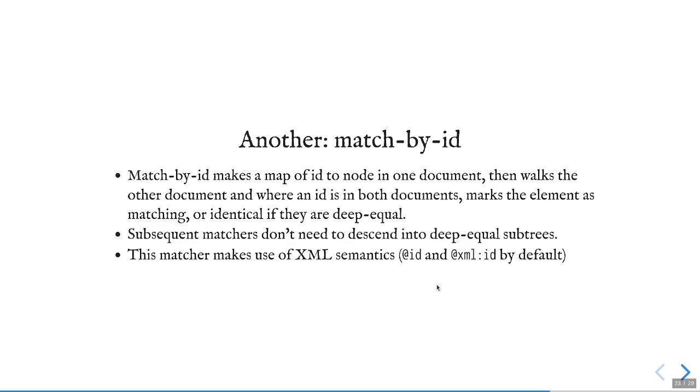Another one is match by ID, which looks at IDs of nodes using @ID and XML ID by default. If a node in document 1 has the same ID as a node in document 2, then it checks to see if they're deep equal, and if they are, it marks them as identical, and then things using the visitor pattern, for example, can easily avoid going back into them. We don't want them to. We've identified that they correspond and they're the same as each other. They're identical. Otherwise, it marks them as matching if they both have the same ID. So that's useful.